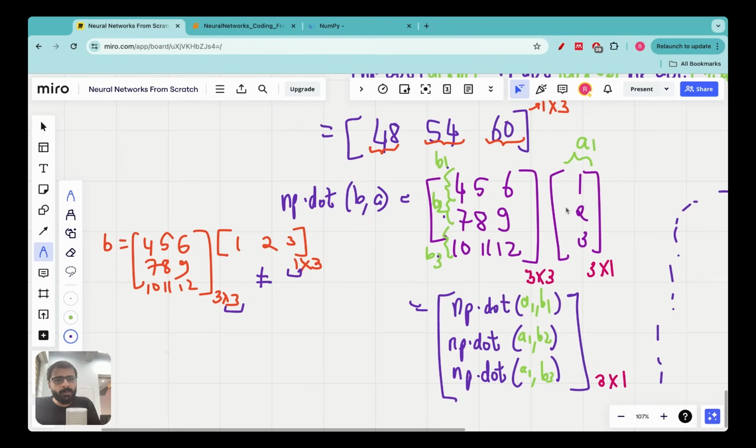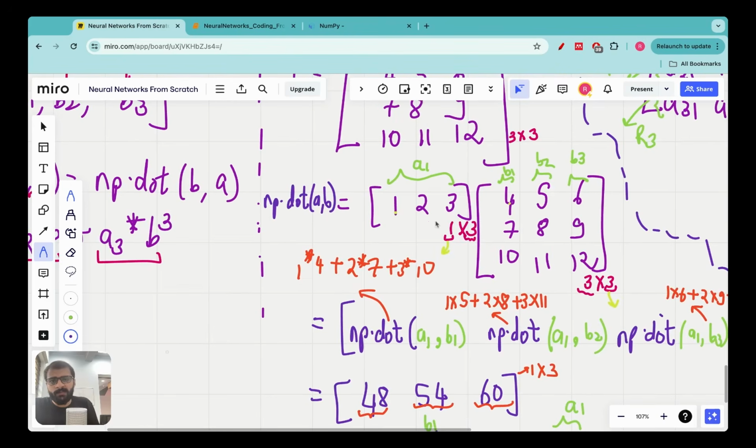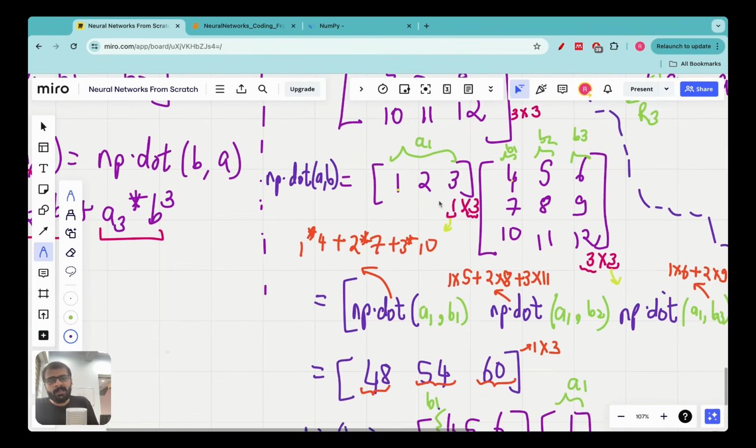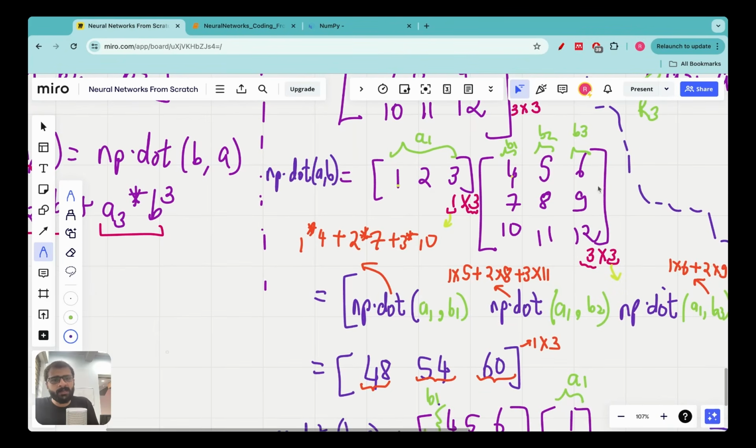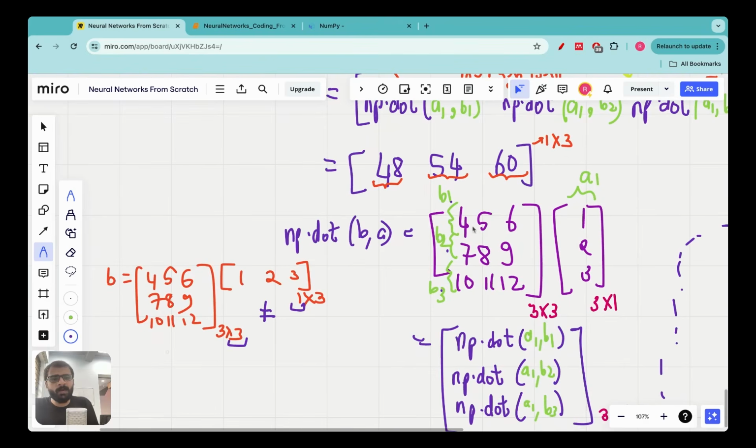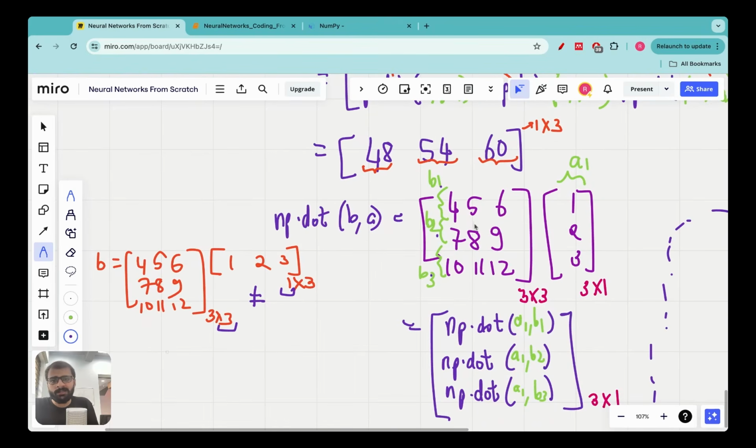We take the dot product between B2 and A1, and we take the dot product between B3 and A1. Remember, this is very different than the previous case. In the previous case, we looked at the columns of this matrix because it came second. We looked at the columns of the B matrix, but now we are looking at the rows of the B matrix. Why? Because whatever comes first in this dot product, we consider its rows. Always remember this. This is the intuition which we need to keep in mind, right?